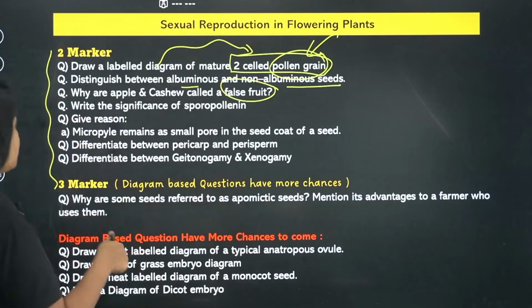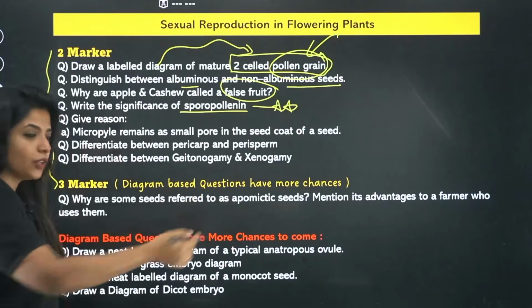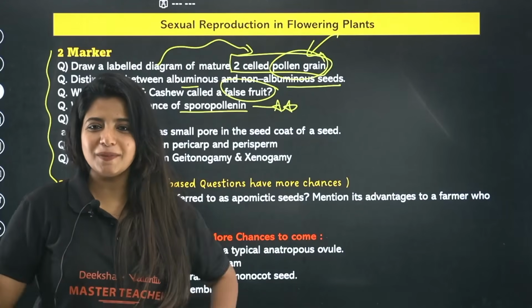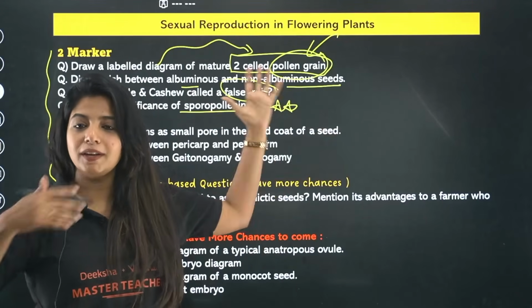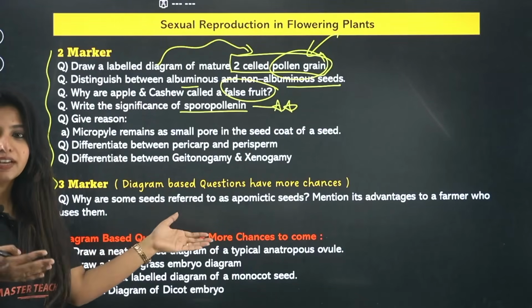Got it? The next one is: write the significance of spore pollen. Very, very important thing. They can ask you in another format: why pollen grains can be stored as fossils? Because they have sporopollenin. What's the importance of sporopollenin? Talk about it. So that's the exact question, right? The significance of sporopollenin. They just have changed the question.